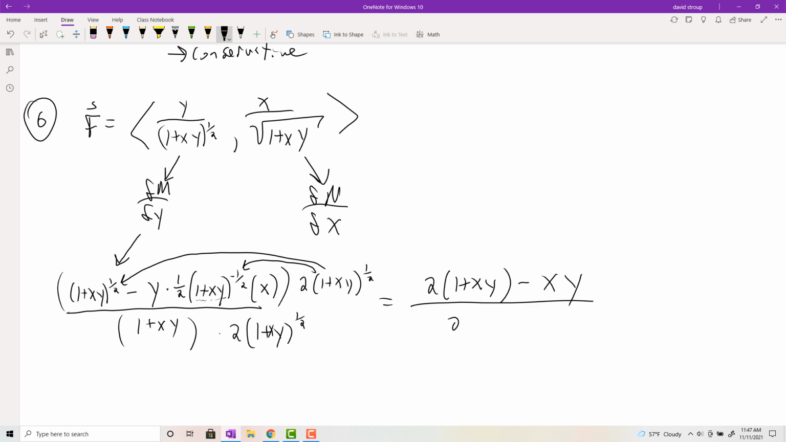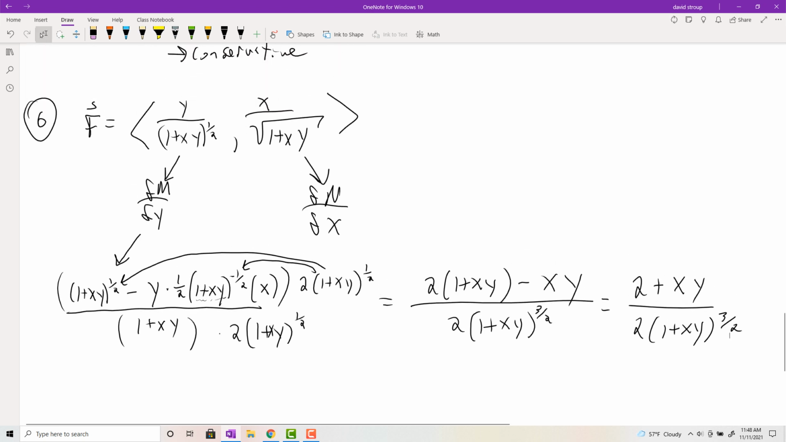Okay, all over 2 times 1 plus xy to the 2 halves plus 1/2 is 3 halves. And of course, that will be 2 minus, or rather plus, I guess, 1xy all over 2 times 1 plus xy to the 3 halves. Okay, grand. All right, what about the other derivative?